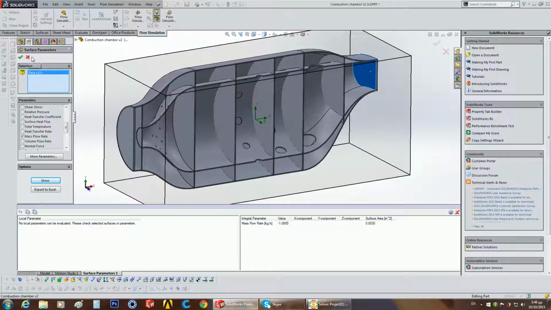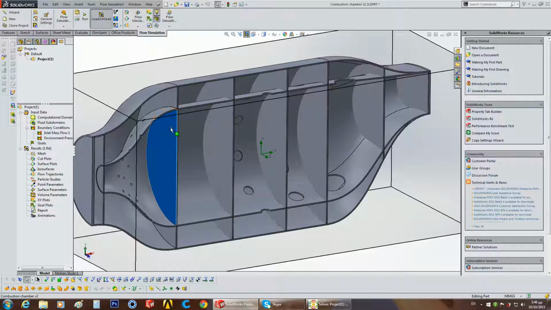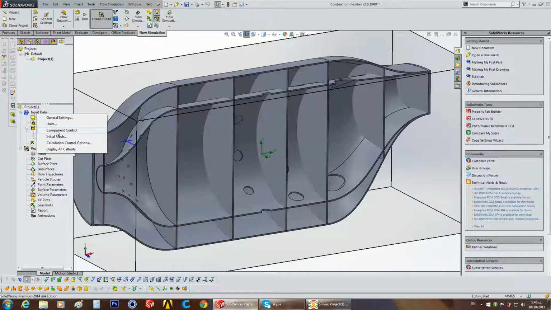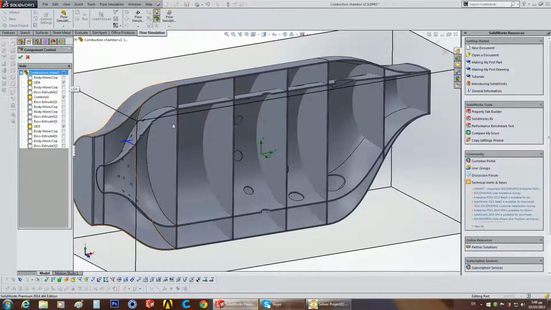So this is how you calculate the mass flow rate, the splitting flow rates. In any case, the only thing you must pay attention to is not to merge these bodies with the cases. These are separate bodies, and before you start the calculation, in the input data component control, you need to disable all of them and keep only the lids and the main body.